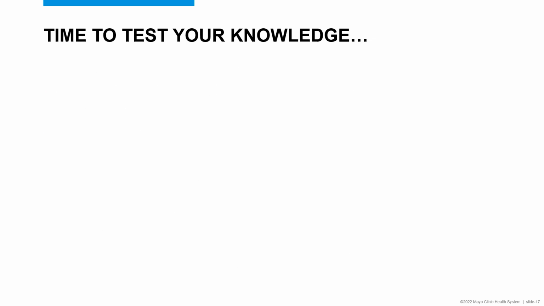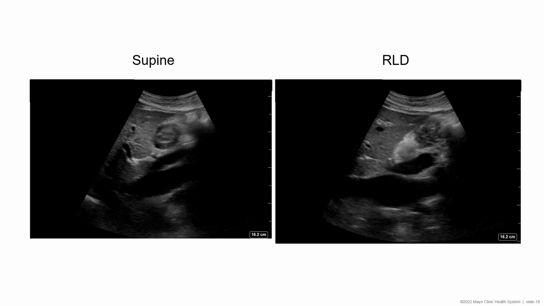All right, so now it is time to test your knowledge. All right, what do you think about this image? The supine image is on the left and the right lateral decubitus position is on the right. Let's assess. We see the dark hypoechoic ring around the antrum. That is the gastric wall. It looks like the classic bullseye of an empty antrum.